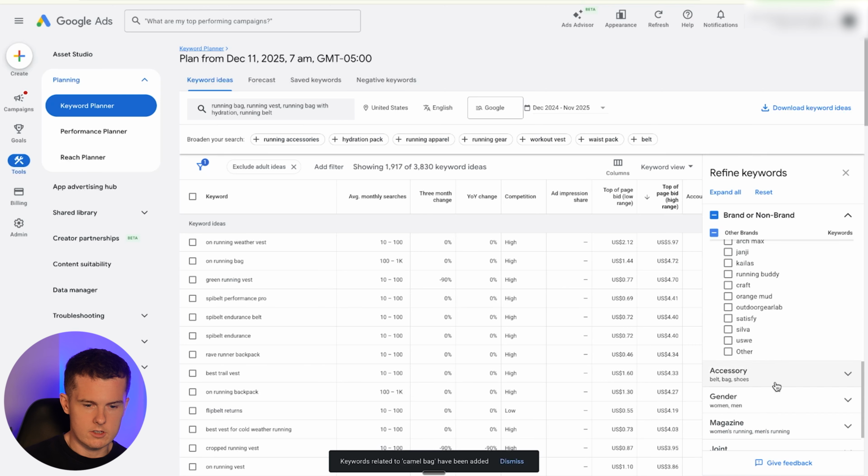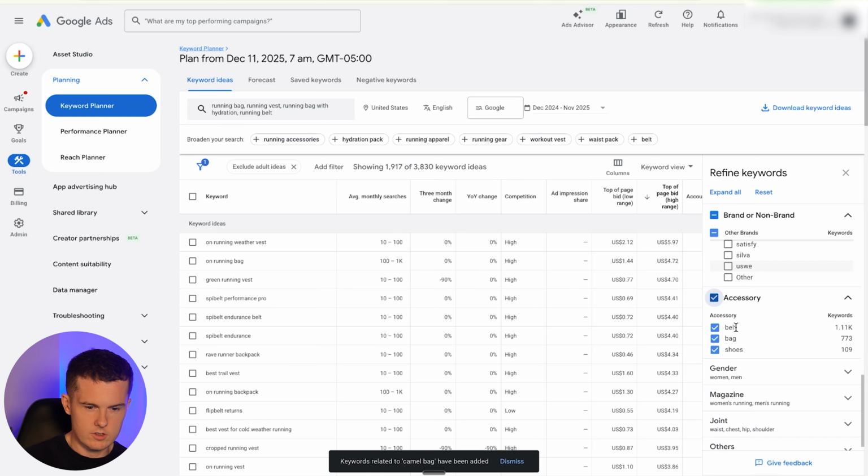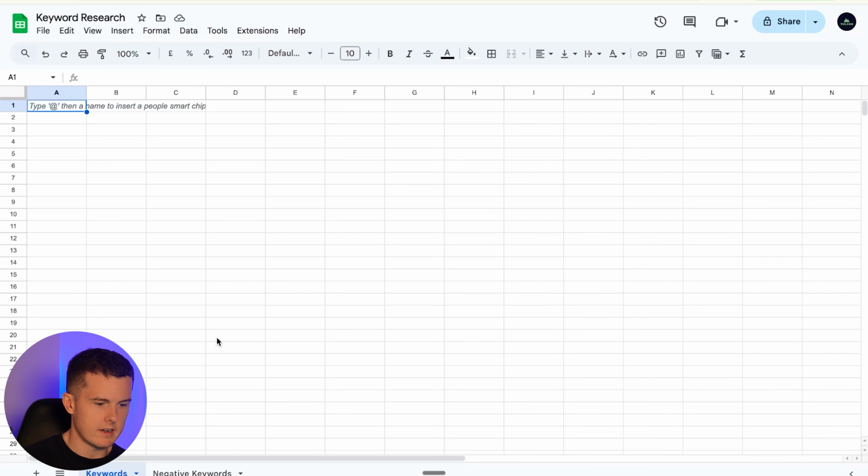Now I can go on to accessories. So accessories: belt, bag, shoes. What I'll do now is definitely exclude shoes, because I'm not actually targeting shoes. But first, I'm going to go over to my Google Sheet here, which is just a manual sheet that I'm using to sort some of my keyword ideas once I actually figure out what it is I want to target.